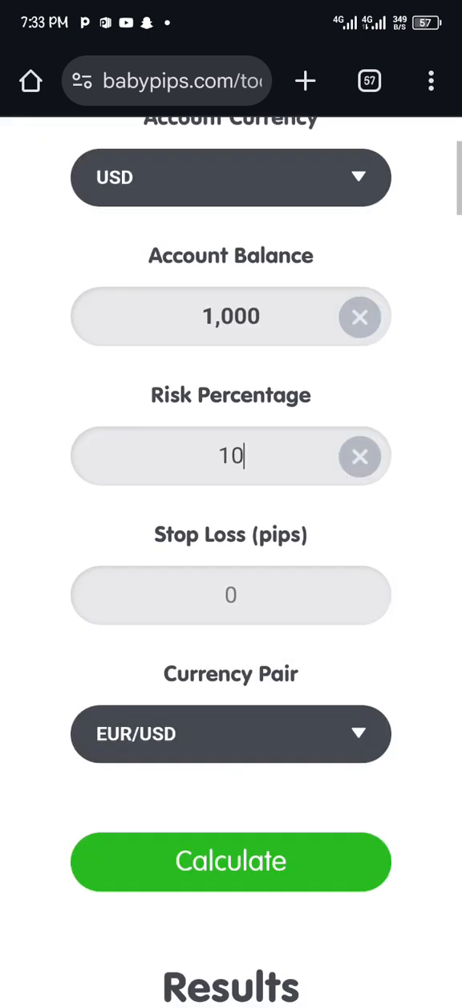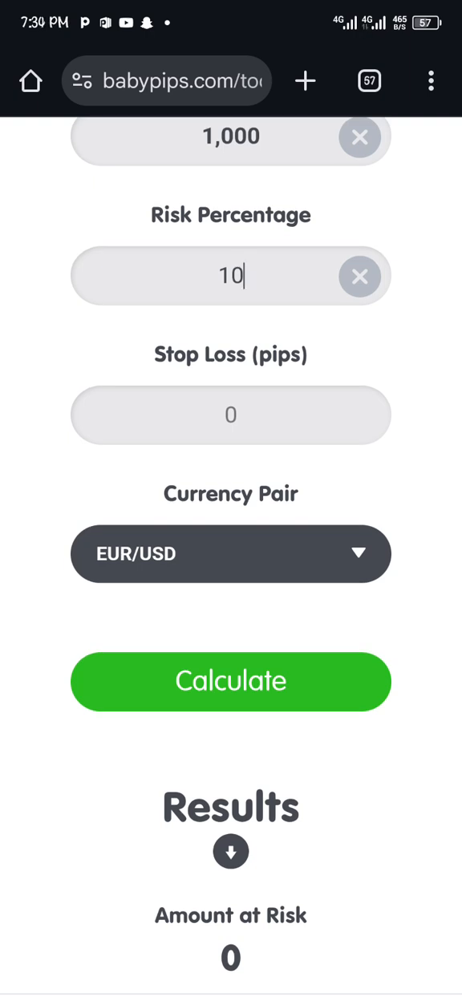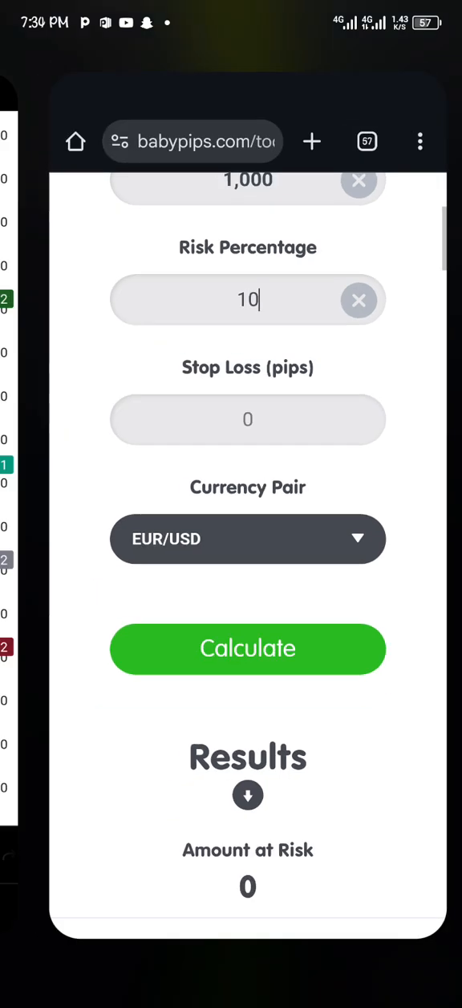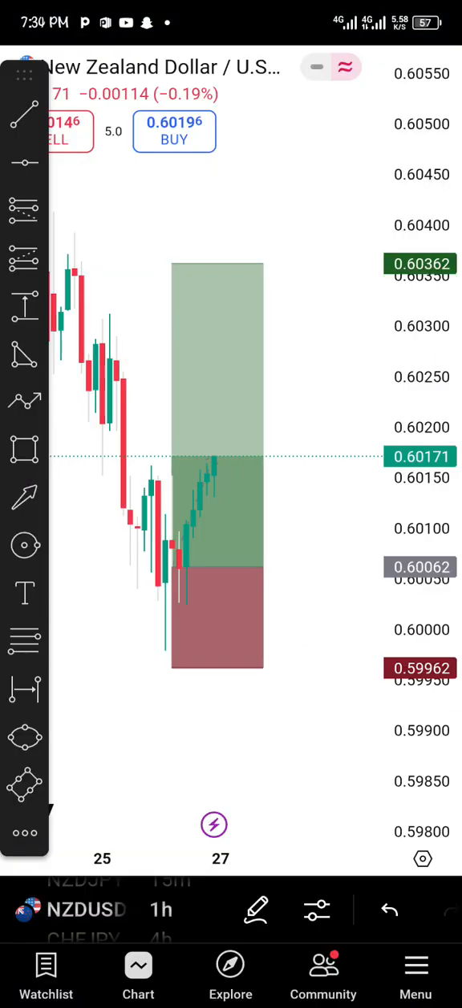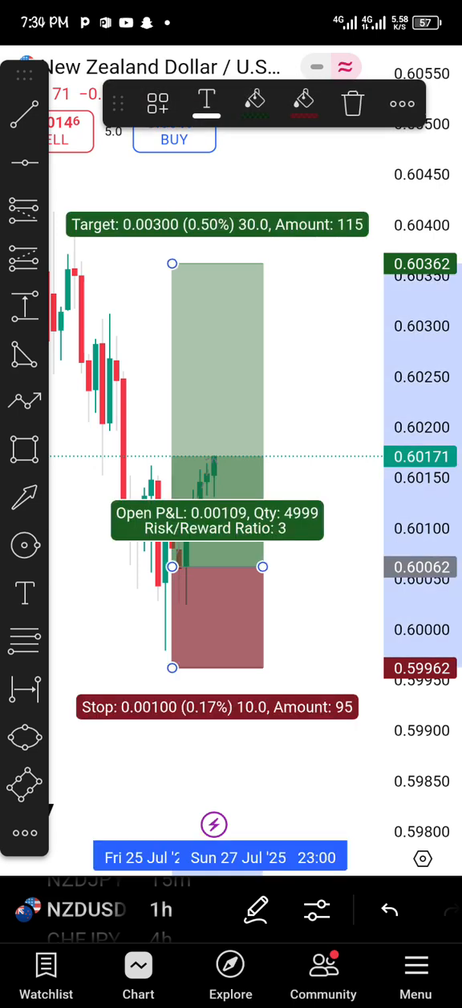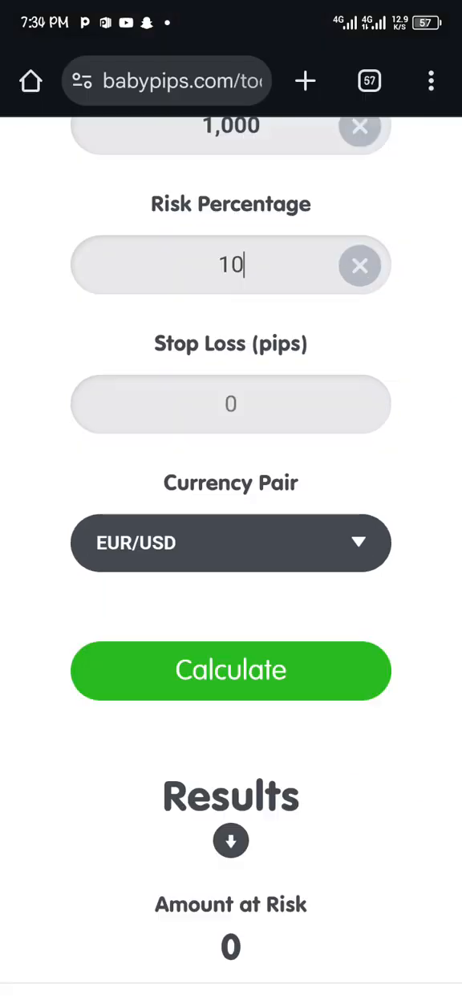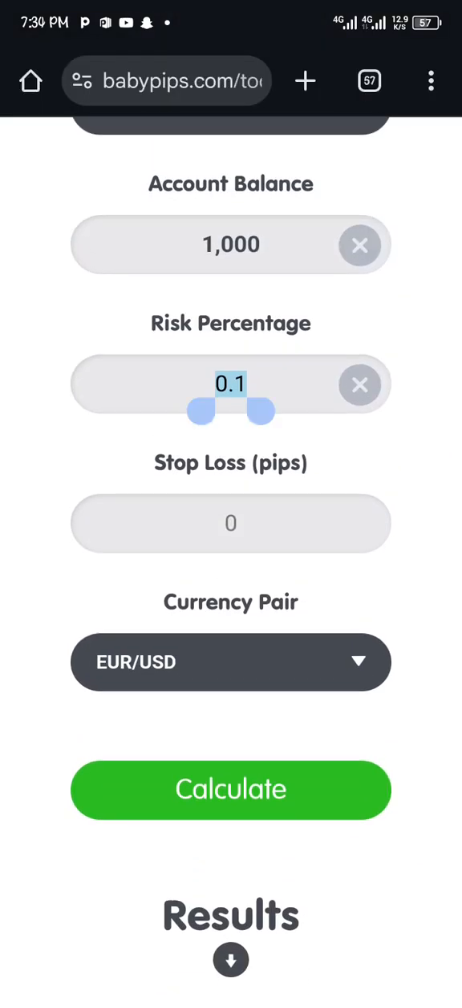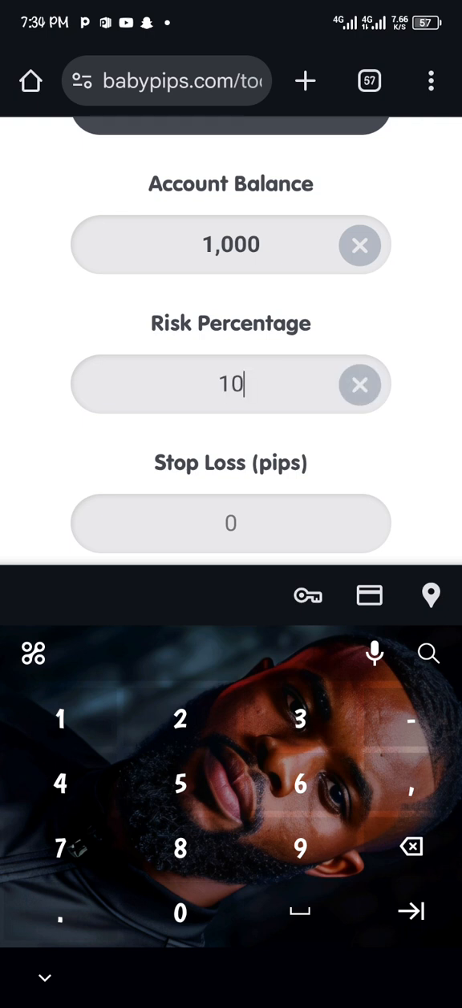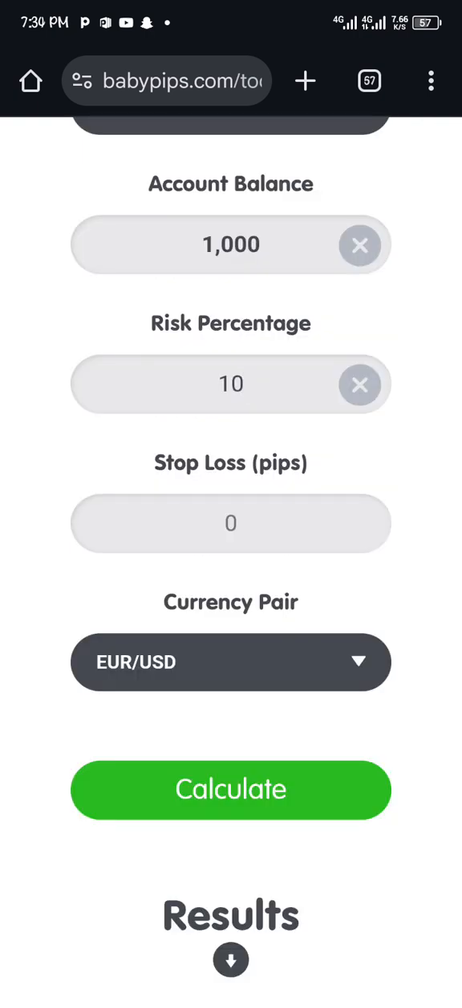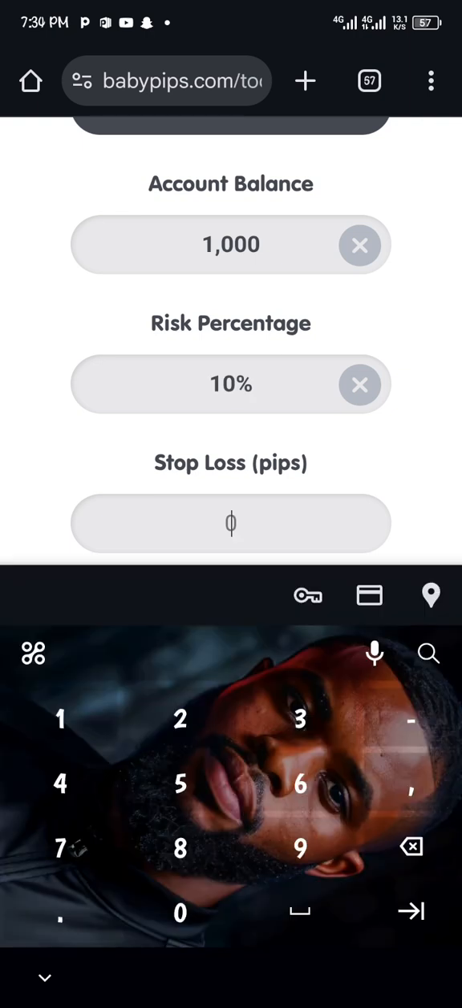Now the stop loss pips is that particular pips you are seeing in your TradingView. If you come to your TradingView, you tap on your positions, position 2. Now you see that 10.0, the stop loss pips you are seeing below there, the one that shows red. That 10.0 is the stop loss pip. That's the amount you are going to lose if the trade finally hits that extreme end: 10 pips. Now you put that 10 pips here, 10.